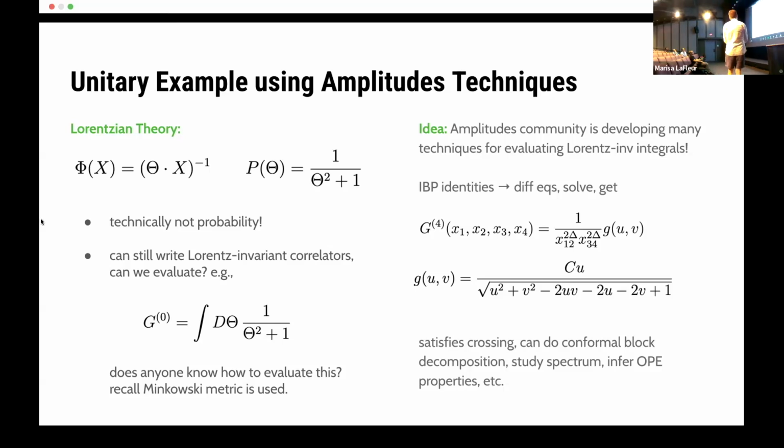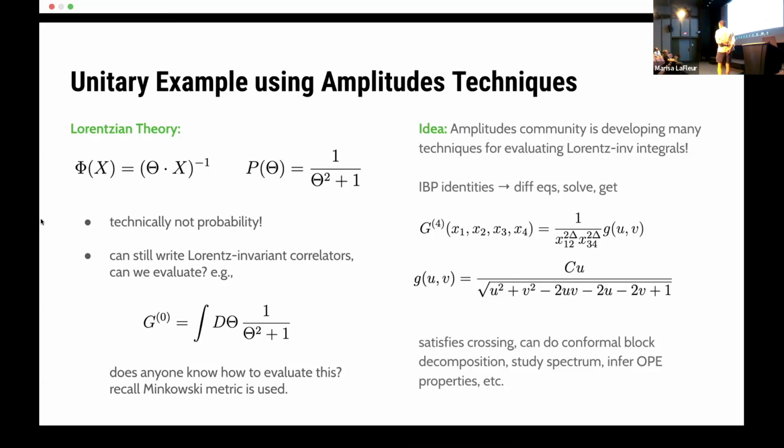this motivates the spirit of how you compute these correlators. I write down the correlators, which by construction are conformally invariant, and I need to be able to evaluate them. What we do in the paper is use something from the amplitudes community called integration by parts identities, which let you write finite integrals as differential equations. If you can solve those differential equations, you have the exact result. So that's what we do here. We compute the exact 4-point function. Its associated G(U,V) is of this form. It's completely conformally invariant, it satisfies crossing, and you can study the spectrum and infer properties of it, etc.